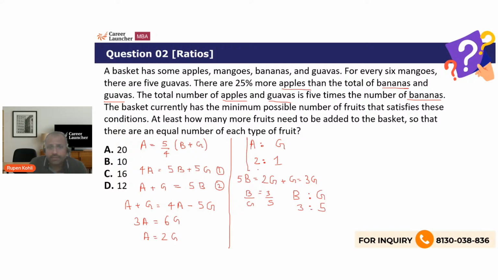Now, can we merge these two ratios, apples and guavas in the ratio of 2:1, bananas and guavas in the ratio of 3:5? The common thing in both of these ratios is the guavas. So 5 here, 1 here. I should multiply this ratio with 5, and I'm now merging the ratios. So apples, guavas, bananas, right? A is to G, 2:1 becomes 10:5. And at the same time, if guavas are 5, bananas are 3. So 10:5:3 is the ratio of these three types of fruits.